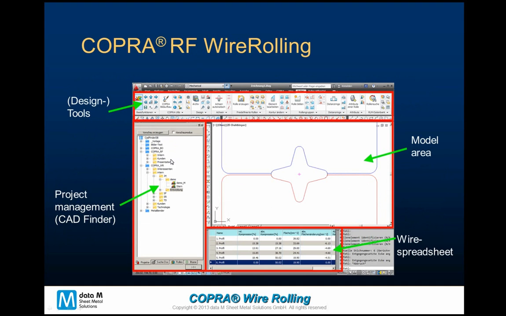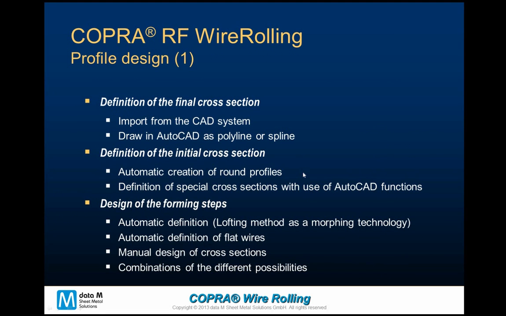So the wire rolling solution is split into three parts. You have on the left-hand side usually the project management done by the CAD Finder program. You have the model area where you do your design, more or less with the AutoCAD features. You have here a spreadsheet table where you can see all the individual forming steps for the wire, and we will see that a little bit closer in a short live presentation.